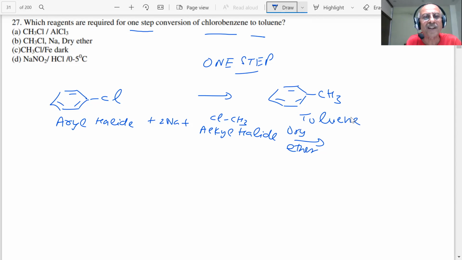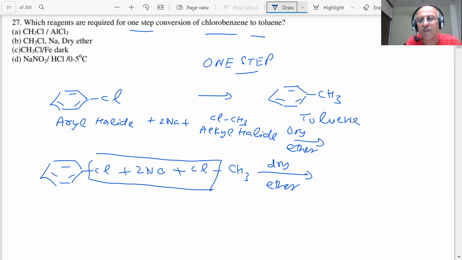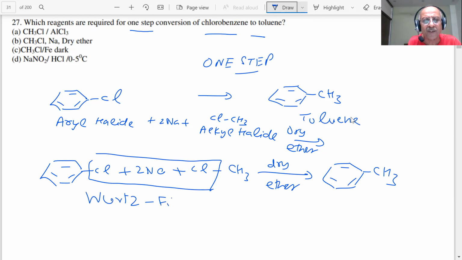What is the name of this reaction? Now, I hope it is very clear to you. What will be the product? Let me make it very clear. This is my reaction, students. Chlorobenzene, I am using sodium, I am using ClCH3, and this is my dry ether. Now you got the name of the reaction, students. What will happen? This goes out and a carbon-carbon bond is formed, student. This is our product. What is this? Toluene. And this reaction is known as the Wurtz-Fittig reaction, students.